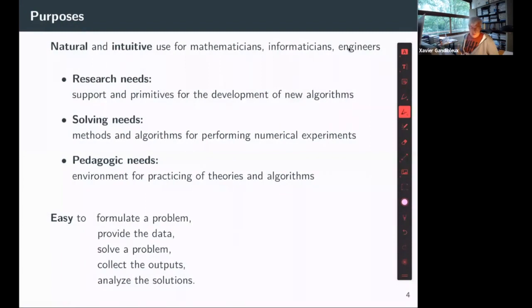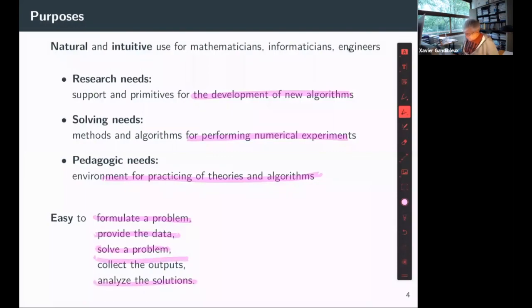vOptSolver has been designed for mathematicians, computer scientists, and engineers, and we want it natural and intuitive for this public, for the development of new algorithms, for performing numerical experiments, and also for teaching. For that we want it easy to formulate the problem, to provide the data, to solve a problem, to collect the output, and to analyze the solutions.